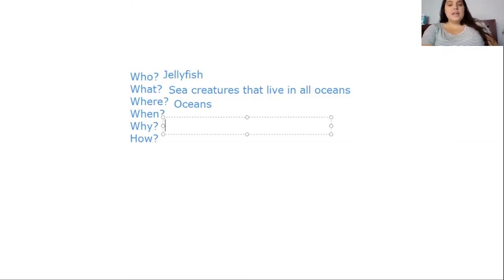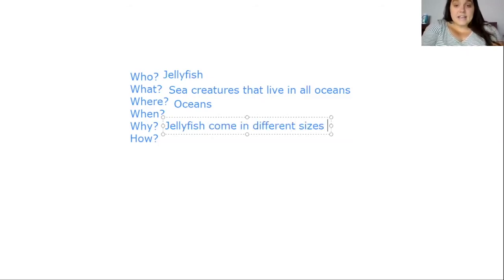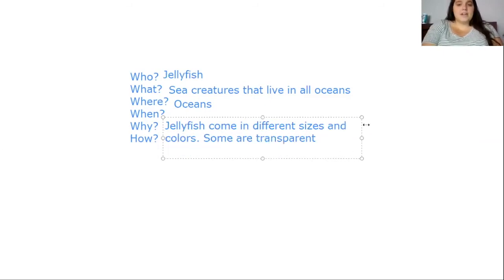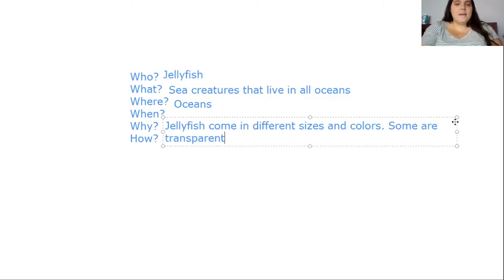So what we're going to do is on that part that says why, we're going to say jellyfish come in different sizes and colors. Some are transparent. So let's talk about that word, transparent. What does that word mean? Does anyone know? So transparent means almost like see-through, like you can almost see through it. It's very light. It's kind of like a window, okay? We can see right through it. And a lot of jellyfish are see-through. You can see right through them to the other side, okay?